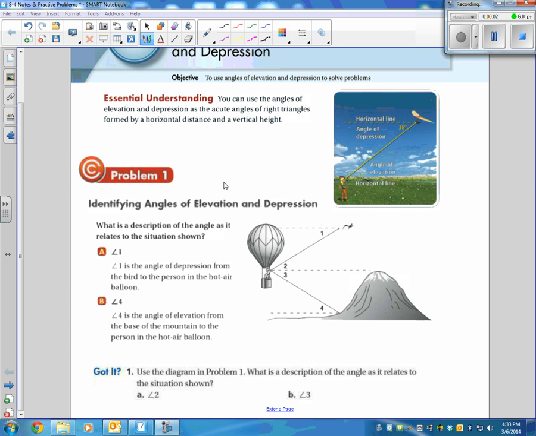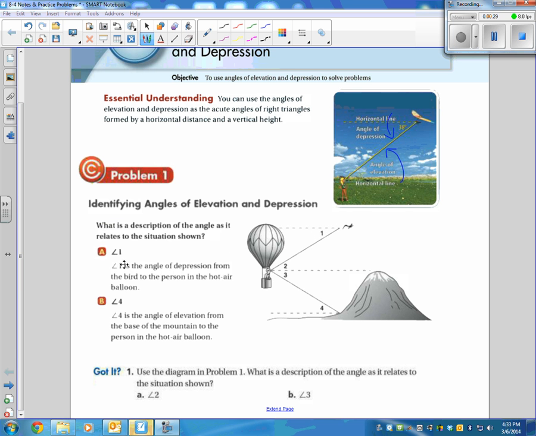So today we're going to talk about the angles of elevation and depression. And if we look at this picture here that we clipped from the book, we know that from this kite to the little girl, we actually have this angle of depression. And if we look from the little girl to the kite, it's actually the opposite. It's the angle of elevation. So the first thing that we need to look at is just identifying angles of elevation and depression.